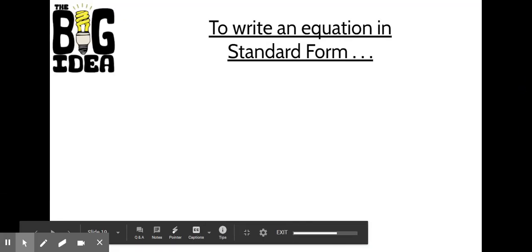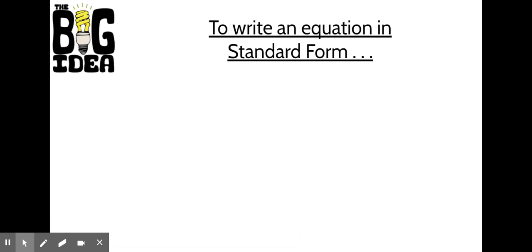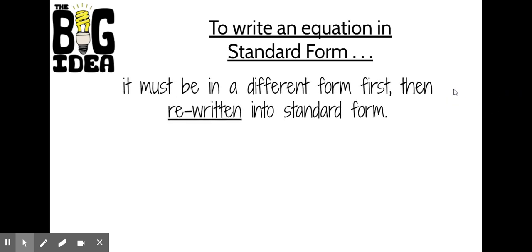Hi, and welcome back to the second part, examples number 5, 6, 7, and 8. In these examples, I'm going to be giving you some information, so maybe a graph, maybe a point and a slope, or maybe 2 points, or a table, and I'm going to ask you to write the equation in standard form. To write an equation in standard form, it must be written in a different form first, and then converted into standard form. This is a very big idea to understand.